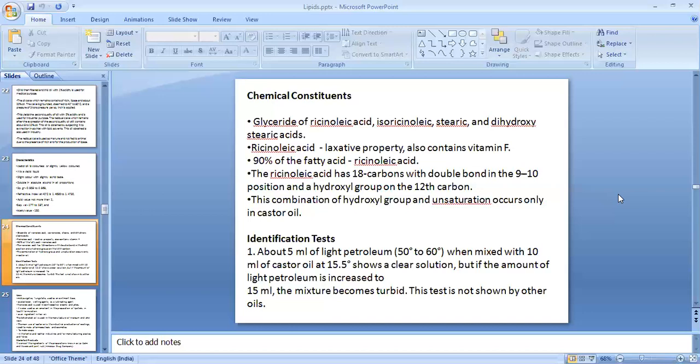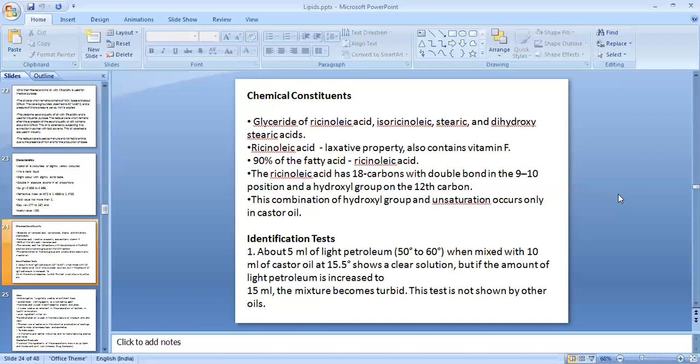How are these responsible for its laxative property? When you take the oil, it gets metabolized in the GIT. Ricinoleic acid is liberated from the triglyceride, and this ricinoleic acid causes irritation in the bowel, and thereby it causes evacuation of the bowel. So it is helpful in constipation. And apart from the triglycerides of these fatty acids, the castor oil also contains vitamin F.